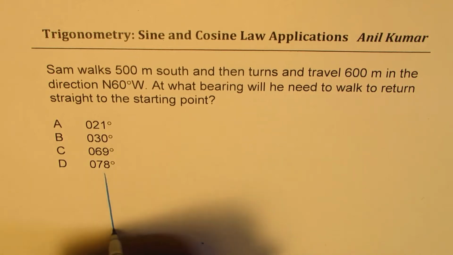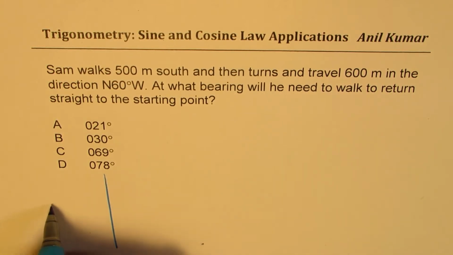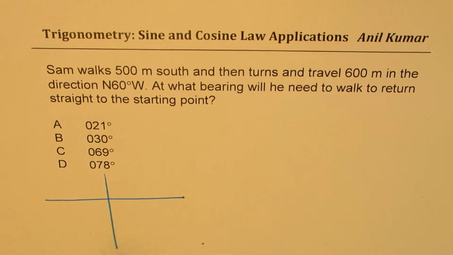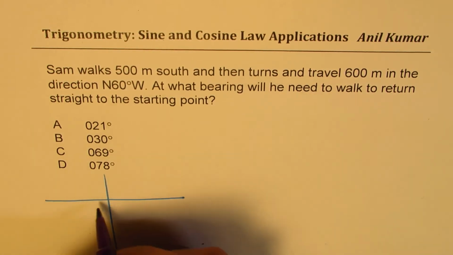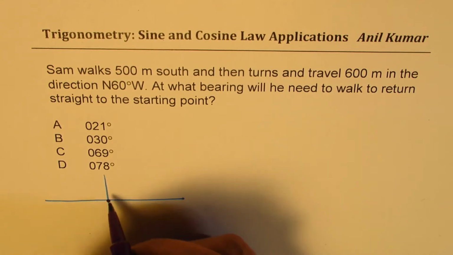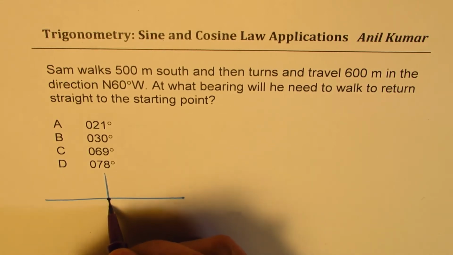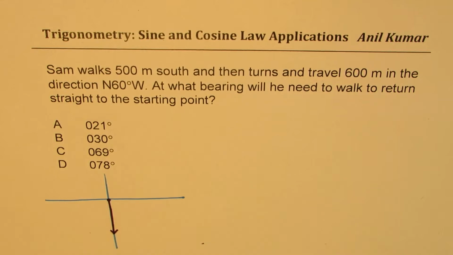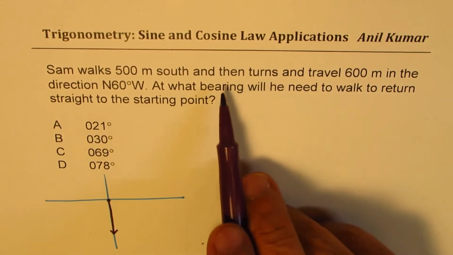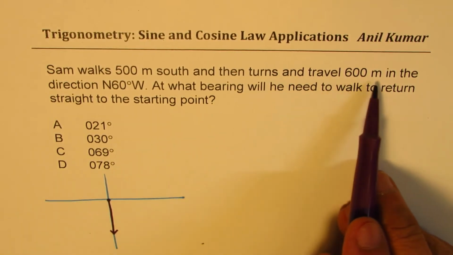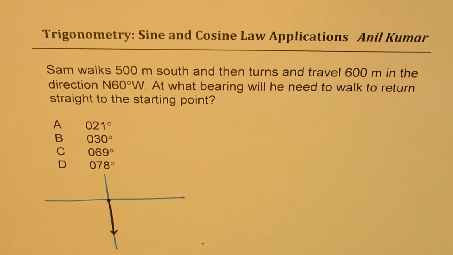Let us make a sketch here to understand the whole situation, right? So first part is that Sam walks, let's say this is the starting point, and Sam walks 500 meters south. Now, he turns and travels 600 meters in the direction north 60 degrees west.